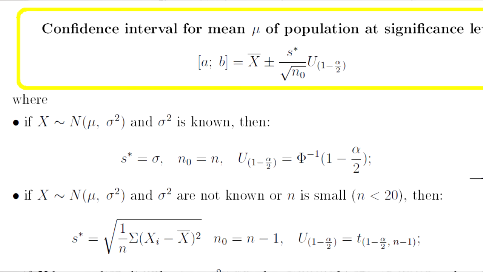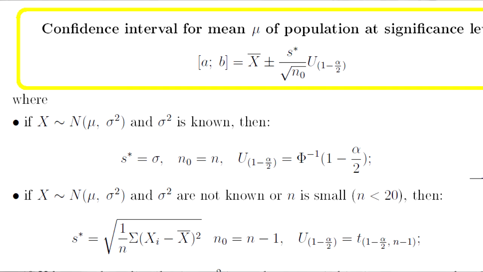Well, each of these things is a little bit different in each case, but the idea is practically the same. So x dash is always the mean of the sample. That goes without saying. S star is some approximation of the standard deviation. N0 is either n or n minus 1, depending on the case. And u of 1 minus alpha by 2 is a quantile.